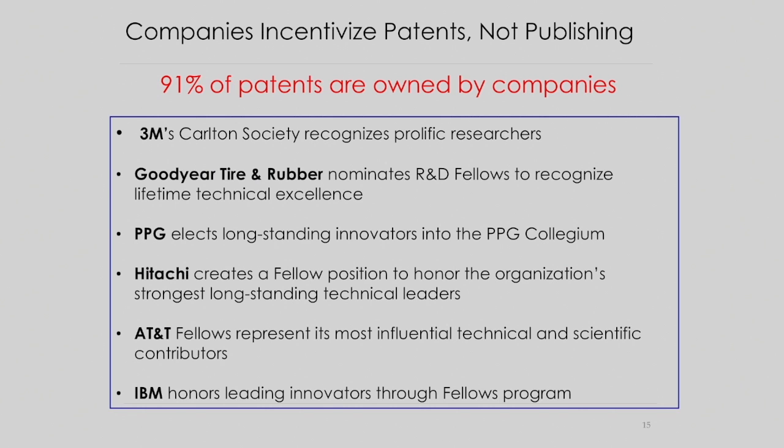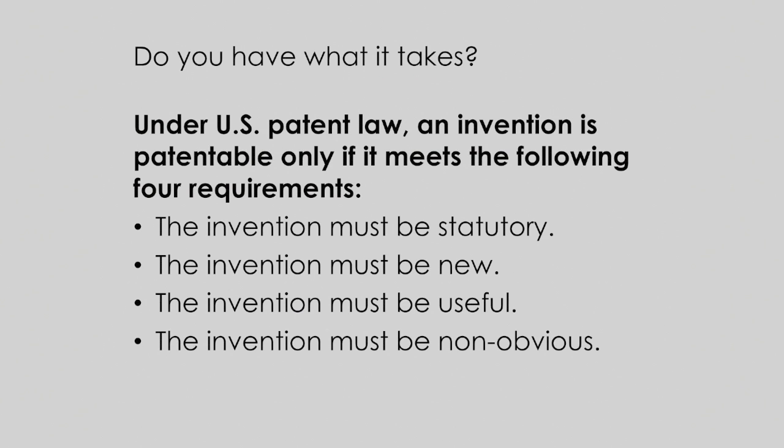90% of patents are owned by companies, and companies incentivize patents. These are programs that some of the companies we know very well have. They call them fellowships, they call them collegians, what else do they call them? They recognize excellence. They call it the Carleton Society at 3M. So they reward inventorship, but inventorship is based on the number of patents that someone can come up with and file that actually are used in products. So all of these companies are incentivizing patents, and this is what they care most about.